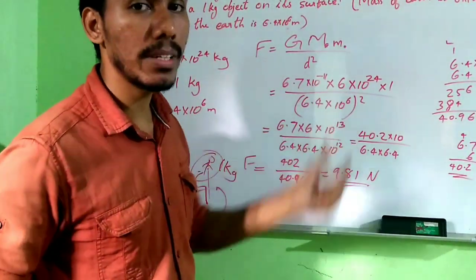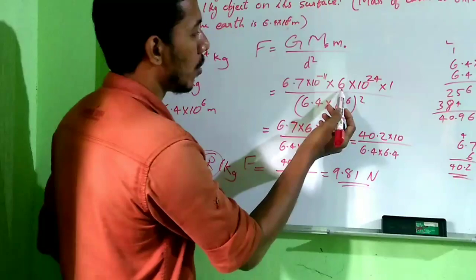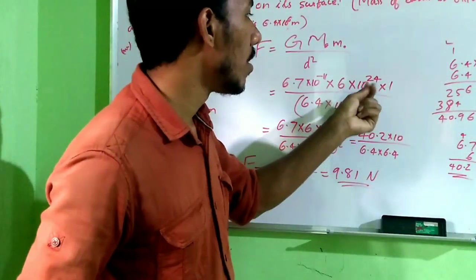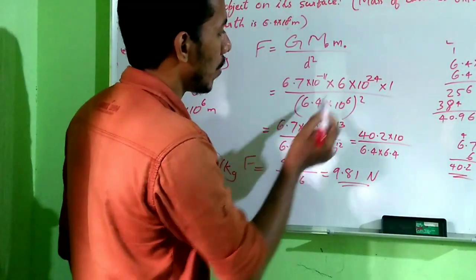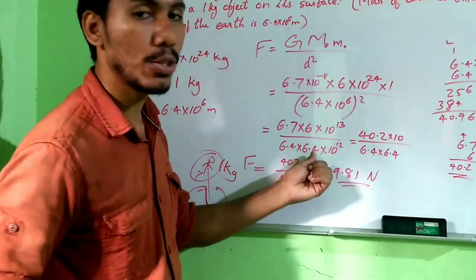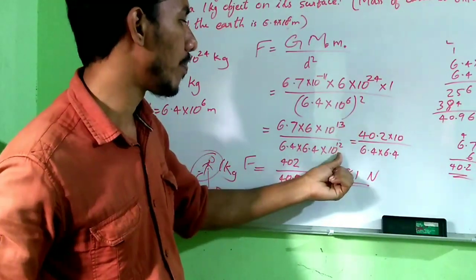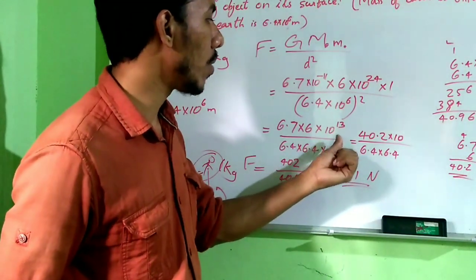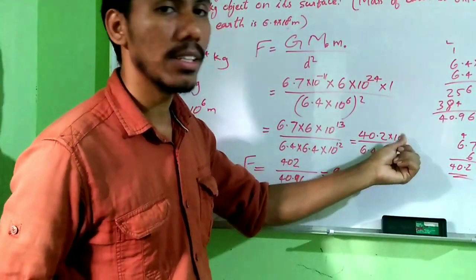Just simplify this term, 6.7 into 6. Just join together these two. Then 10 raised to minus 11 into 10 raised to 24 means 24 minus 11. How much is it? 13. So 6.7 into 6 into 10 raised to 13 divided by 6.4 the whole square, which means 6.4 into 6.4. The whole square of 10 raised to 6 means 6 into 2, that's 12, 10 raised to 12. Then cancel 13 and 12, and only 1 is left. 13 minus 12 is 1. 10 raised to 1 is 10.